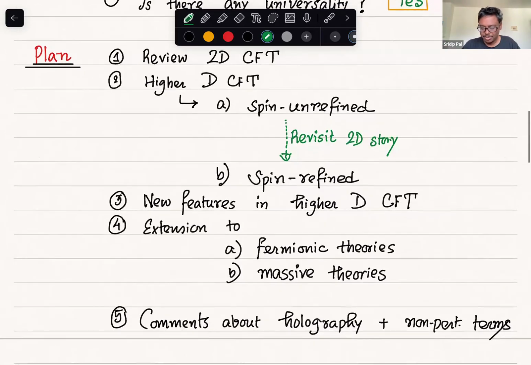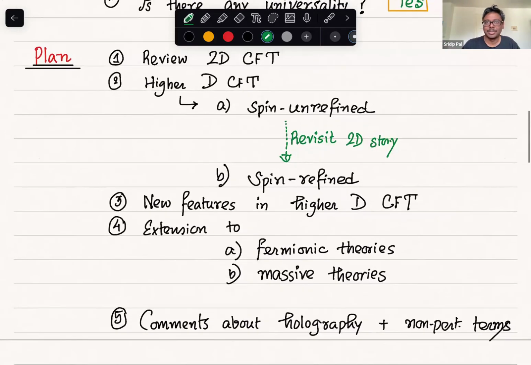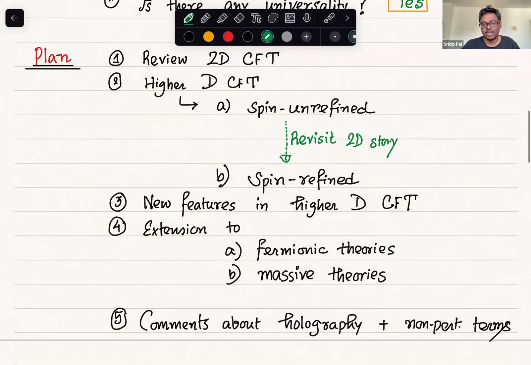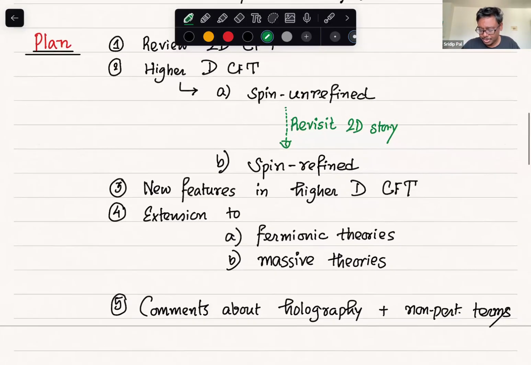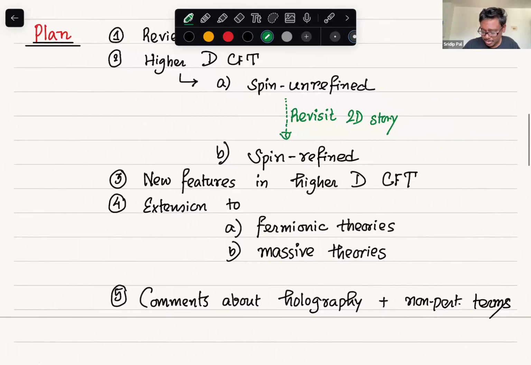Then I will make it spin refined, and you will ask questions about how the density of states grows as a function of delta and spin. I will revisit the 2D story in a different light, in the light of thermal effective field theory, and that will immediately get generalized to higher dimension. Then we will come back to the main point of the talk, which is the spin-refined asymptotics in higher dimensional CFT.